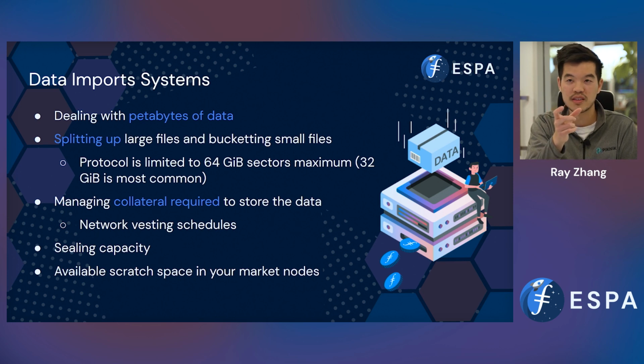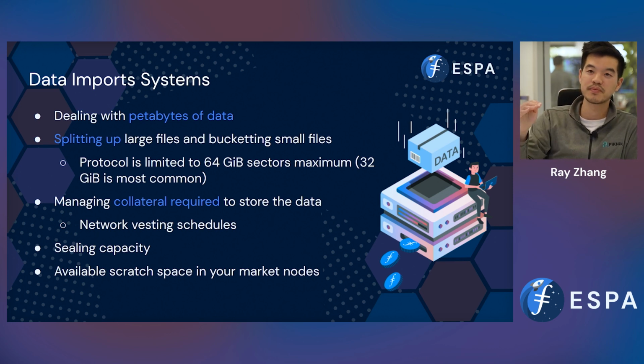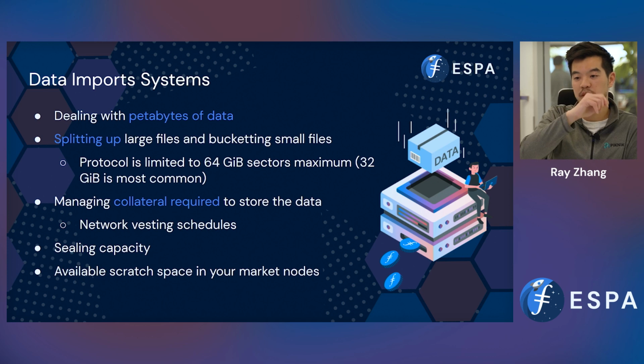The market node is the gateway to your data pipeline. So when data comes in, it has to be processed by the market node. That spins up copies in order to put into your sealing pipeline. And so it's important to maintain the flow there as well, where data comes in at a reasonable rate where you're not running out of space.